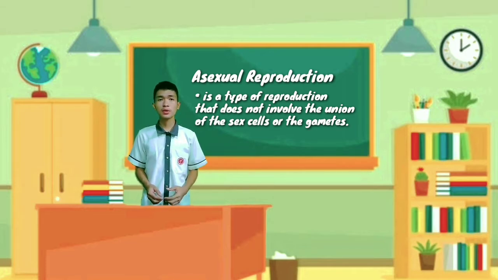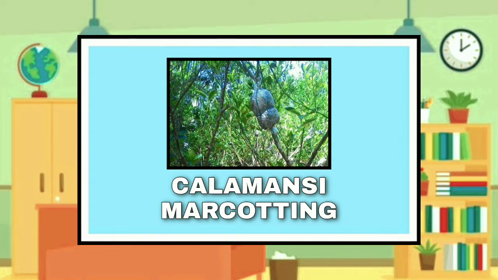Can you give me an example of an organism that can undergo asexual reproduction? That's right, the marcotting of a calamansi, where you can produce a new plant by just peeling a part of its branch and covering it with a coconut husk and let it sprout some roots.